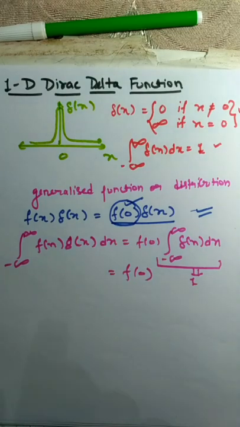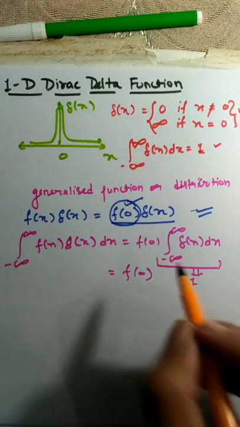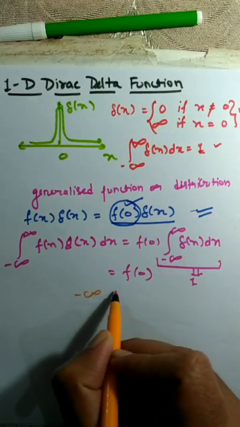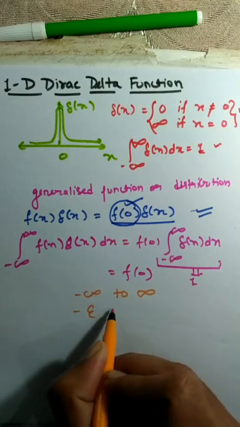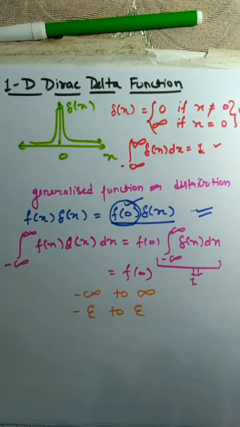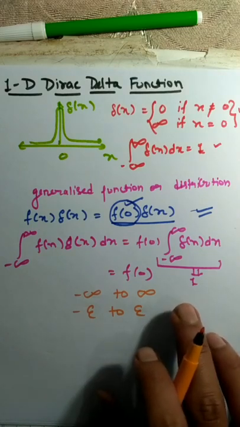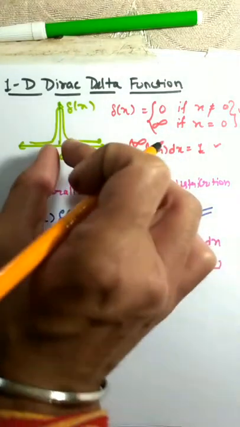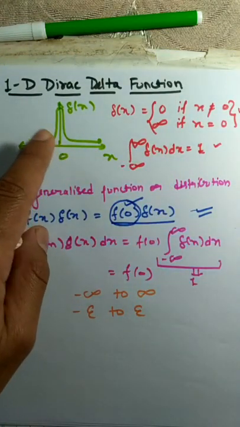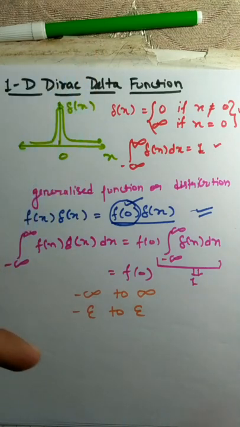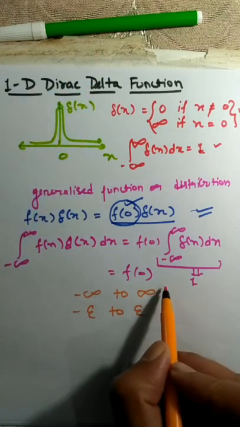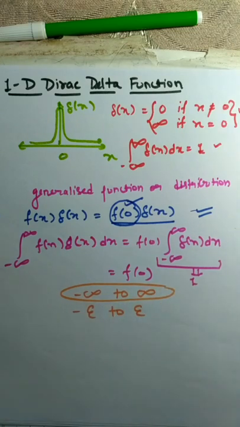One more thing to note is that it is not necessary that the limits of the integral be from minus infinity to infinity. In fact, it can be any minus epsilon to plus epsilon. It is sufficient that the domain extends across the delta function. That is the only sufficient condition. There is no need for it to be from minus infinity to plus infinity.